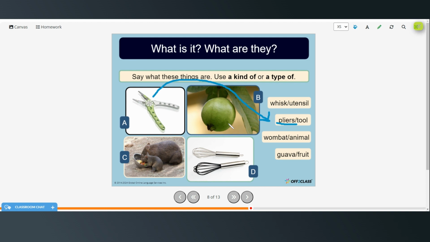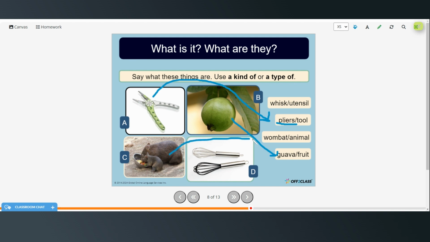Okay, what is B? What's this? Well, we would say this is a guava. It's a kind of fruit, or it's a type of fruit. How about C? What are they?